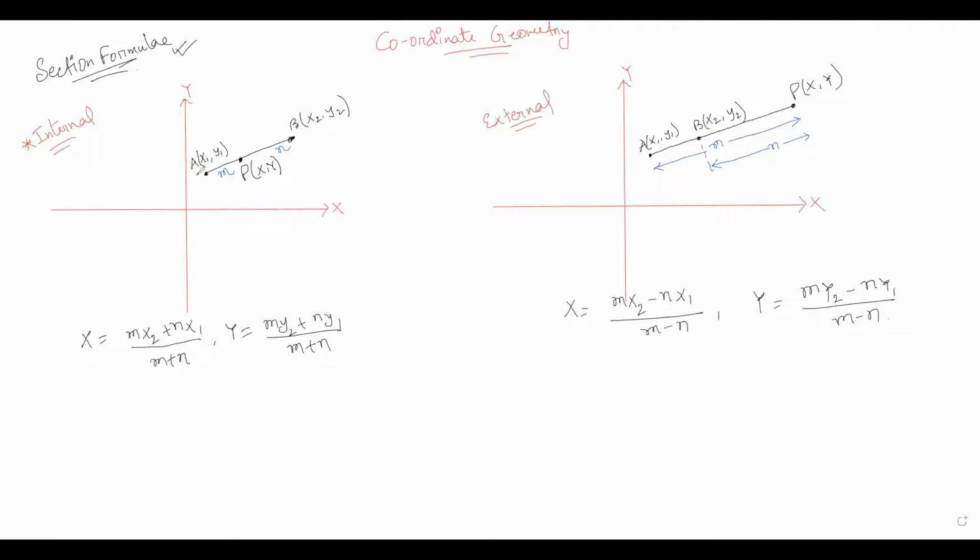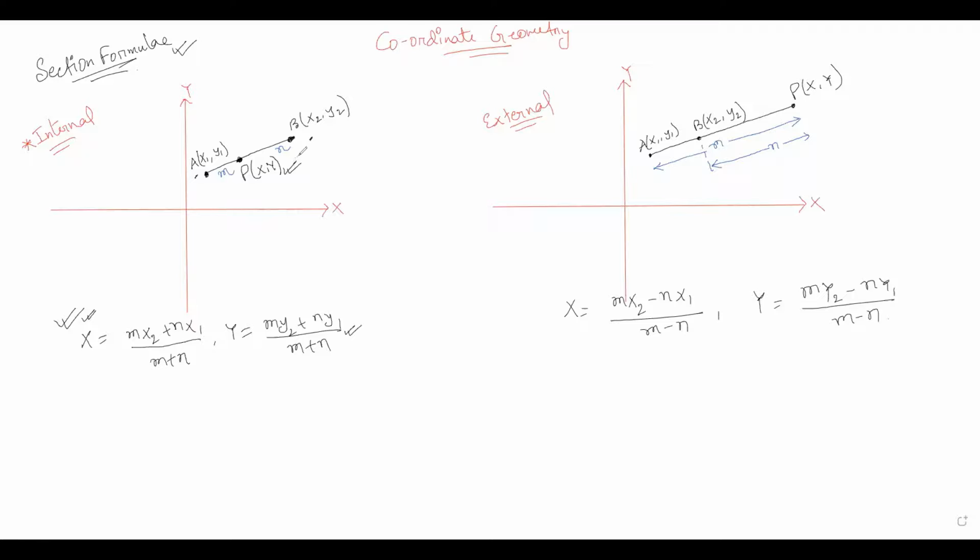Suppose I have 2 points A and B. The coordinate of A is say x1, y1 and the coordinate of B is say x2, y2. Say there is a point P whose coordinate is x comma y, and this point P is dividing this line segment joining the 2 points A and B in the ratio m:n. In that case, the x and y coordinate of P is given by x equals mx2 plus nx1 upon m plus n, and the y coordinate is my2 plus ny1 upon m plus n.